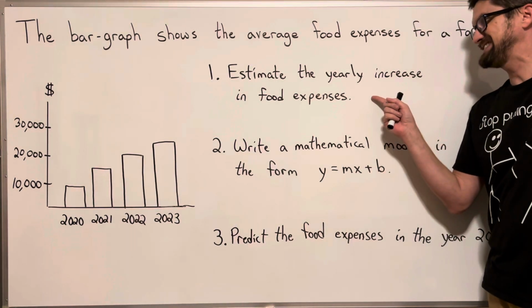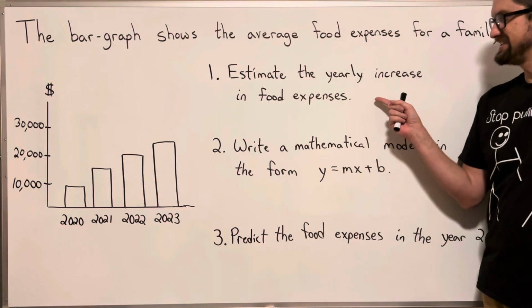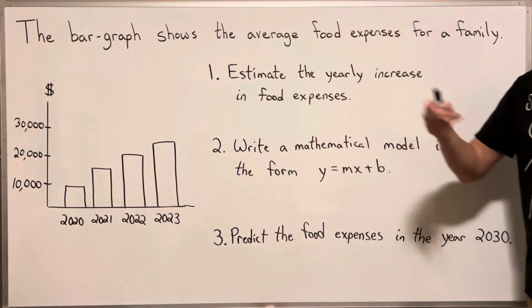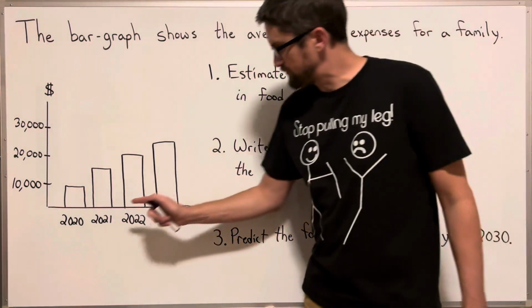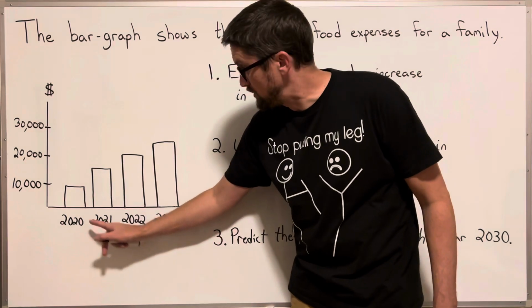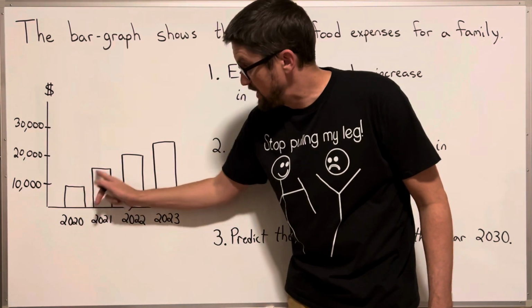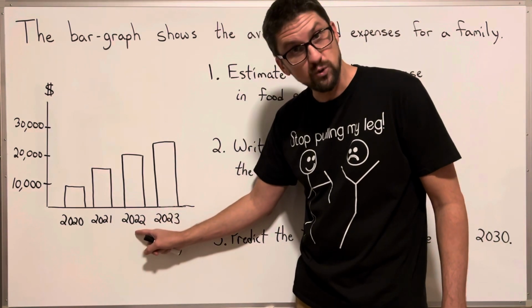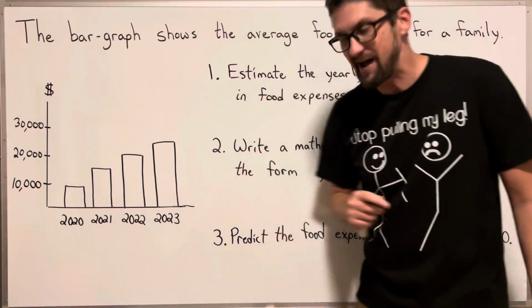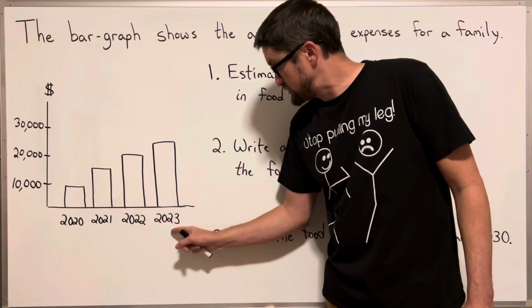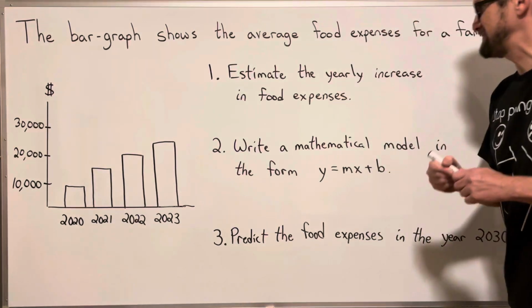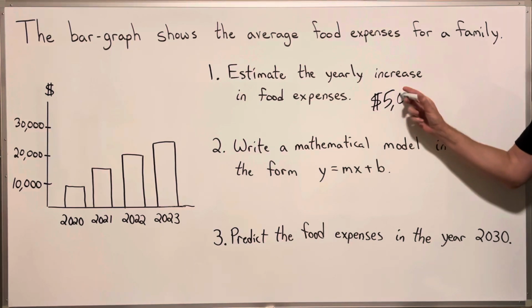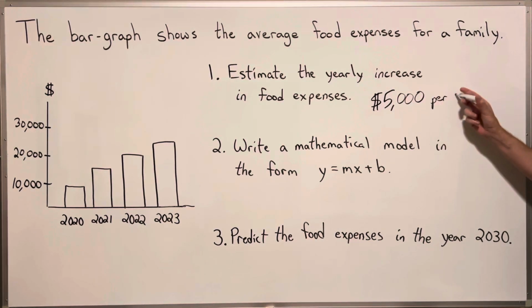The first question, estimate the yearly increases in food expenses. How much money per year increase is there? Well, we can go from 2020 to 2021, the increase is about 5,000. And then from 2021 to 2022, it also looks like about 5,000. And then 2022 to 2023, also about 5,000. So the estimated yearly increase is going to be $5,000 per year.